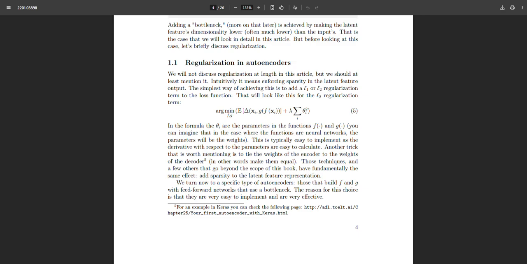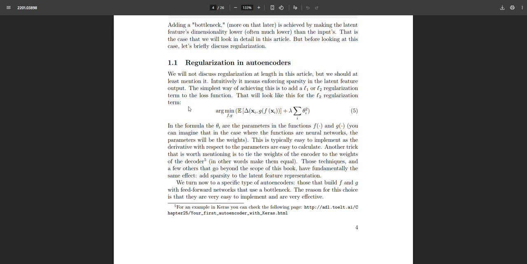The second main strategy we use to prevent the autoencoder from learning the trivial identity function is regularization. Intuitively, regularization means enforcing sparsity in the latent feature output. We want most of the latent features to be inactive or zero, forcing the remaining few to hold the most critical information. And the simplest way to achieve this is by adding a regularization term, such as an L1 or an L2 term, to our loss function.